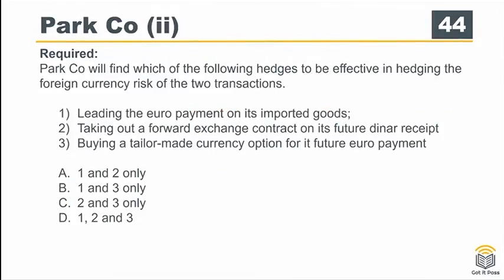Next part is a discursive question. Parco company will find which of the following hedges to be effective in hedging the foreign currency risks of the two transactions?